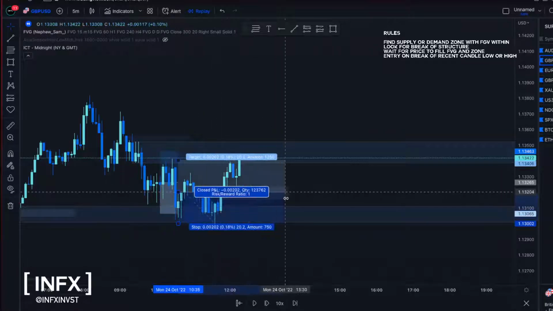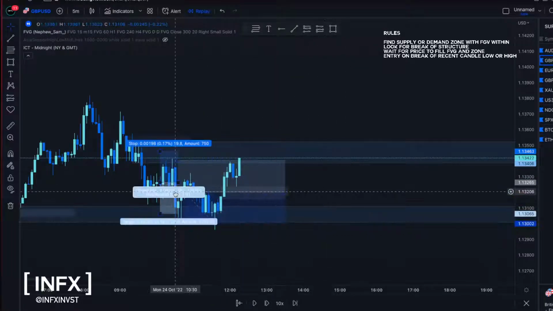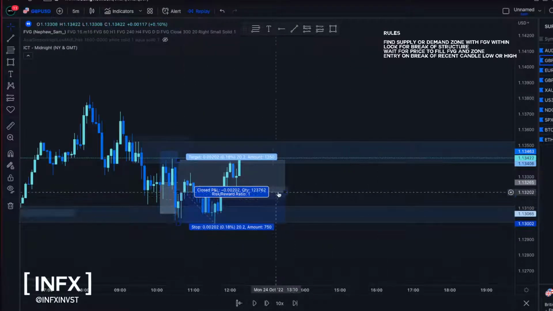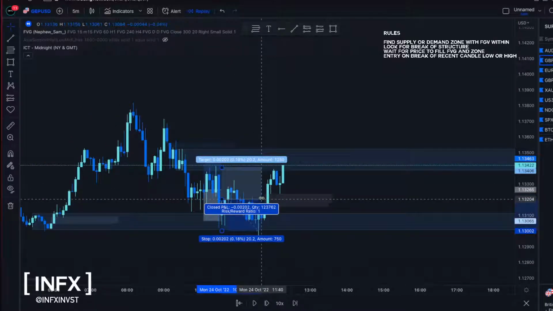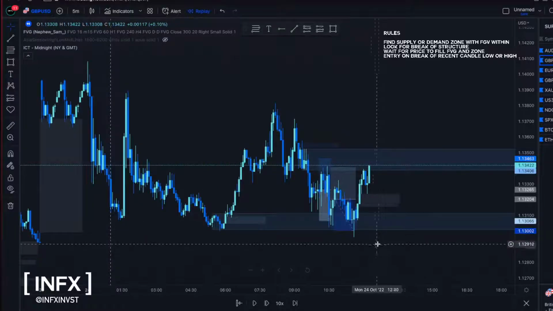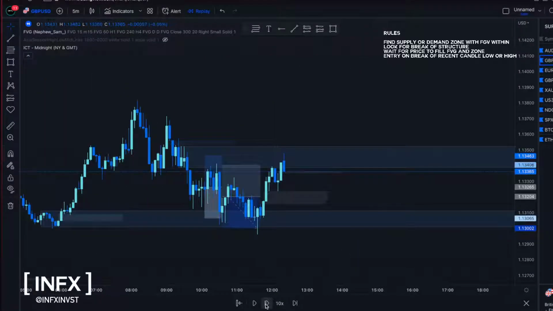You know, eventually we did get up there, but our stop was a little bit tight, so we did lose. So we're about break even for the day so far on this day, which is a shame. But that's the way it goes. So we now move on.